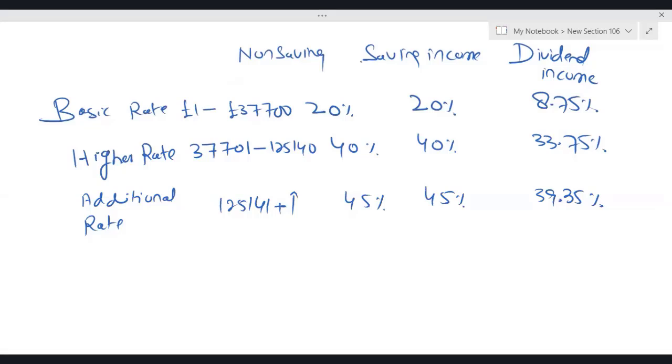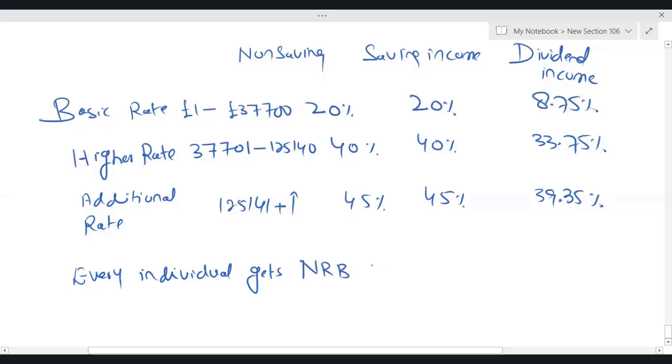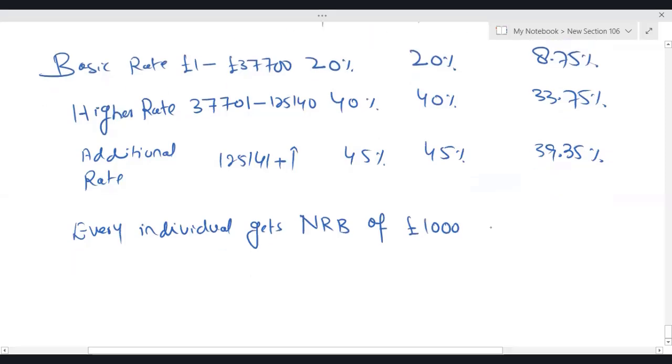But when it comes to dividend, every individual, irrespective of tax paying status, gets nil rate band of £1,000 in case of dividend income.